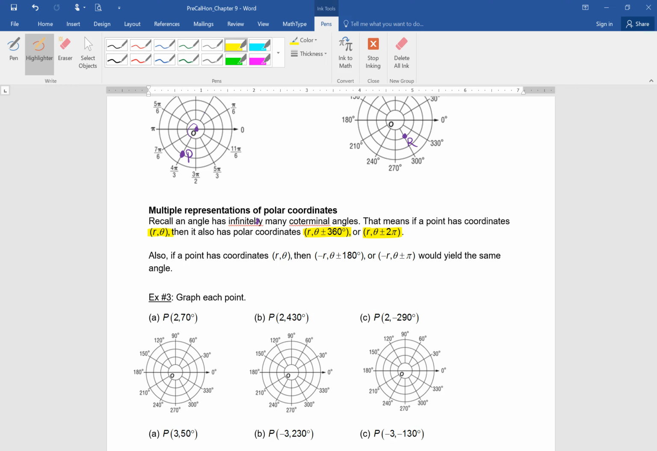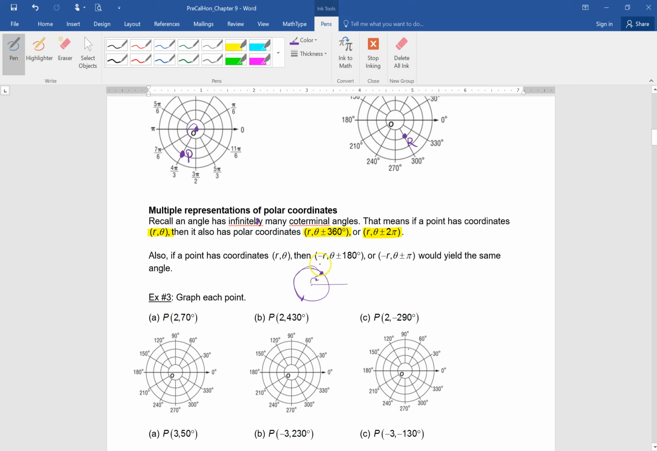Now, similarly, what if you have a point right there? And suppose that's a distance of 2 units. Now, if you go 180 degrees away from that, where would that take you? Right there. But instead of 2, if I had negative 2, then I get back to the same angle. Does that make sense?